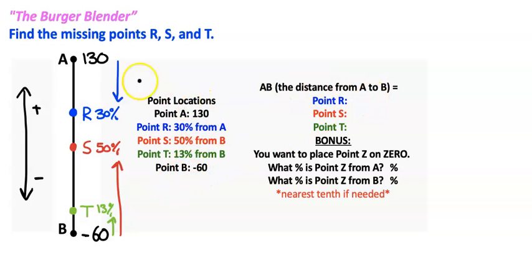So how do we get from 130 all the way down to negative 60? That is a distance of 130 and 60. Even though it's 60 down, negative 60, it's still a distance of 60. So when you add those numbers together, you get 190. So that is the distance of AB, and 190 is the number that you're going to be finding all of these percents of. So here we go.